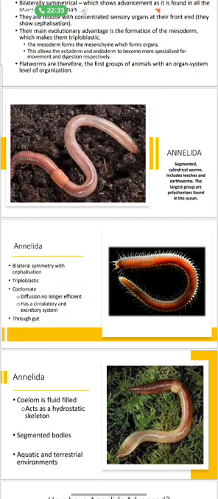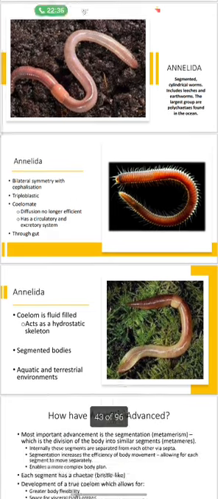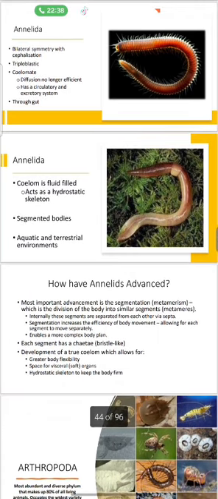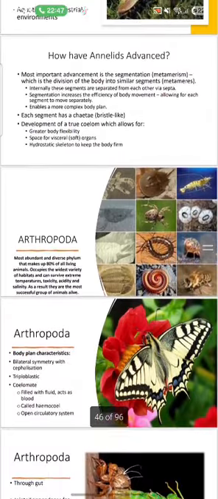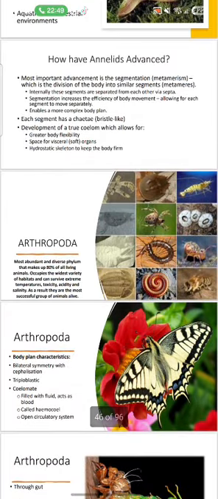Annelida. The coelom is fluid filled, and this acts as a hydrostatic skeleton. They have segmented bodies, in aquatic and terrestrial environments. How have annelids advanced? The most important advancement is segmentation, or metamerism, which is the division of the body into similar segments, metamers. Internally, these segments are separated from each other via septa. Segmentation increases the efficiency of body movement, allowing each segment to move separately, and this enables a more complex body plan. Each segment has chaetae, which are bristle-like.